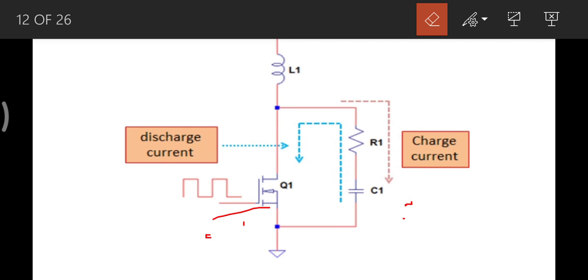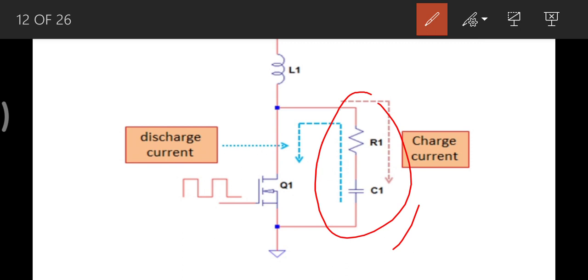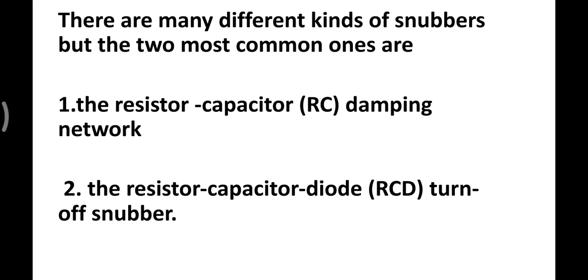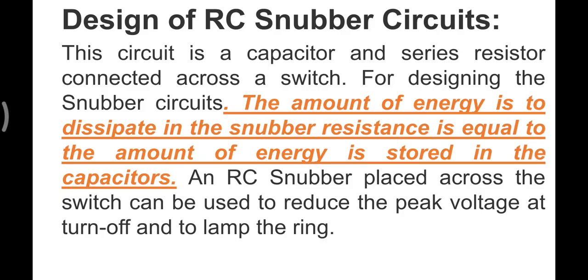Already we are seeing here how this snubber circuit is connected across the switch. That means a resistor and a capacitor are connected in series, and this whole set is connected across the switch, which can be a transistor, SCR or IGBT. So here we have to remember one thing: this snubber circuit means an RC circuit. These RC circuits are connected in series, and this series connection is connected across any switch. So this is the basic connection of the snubber circuit.